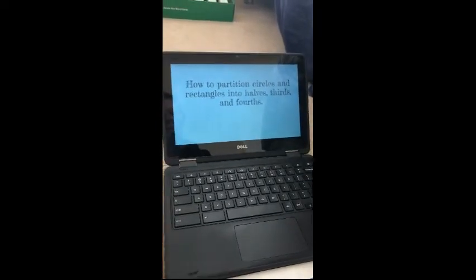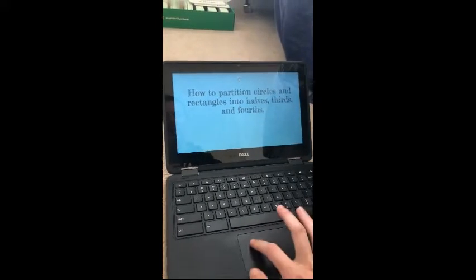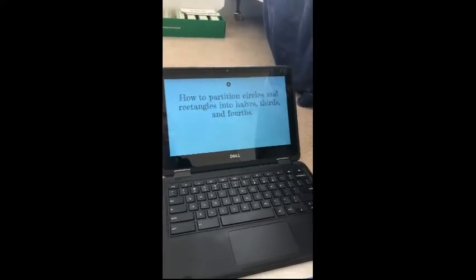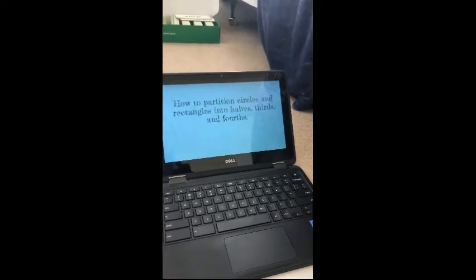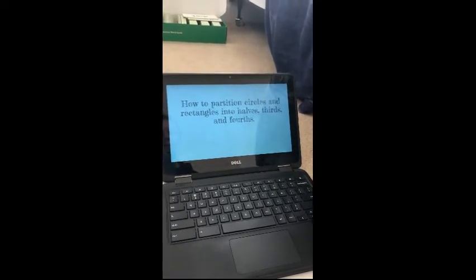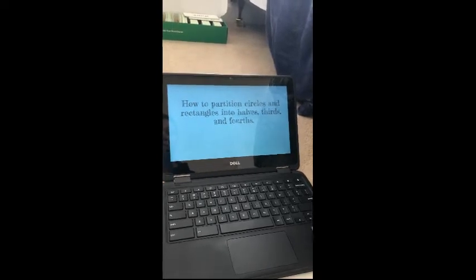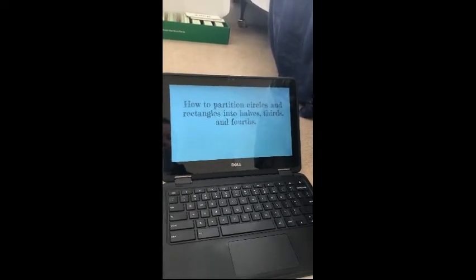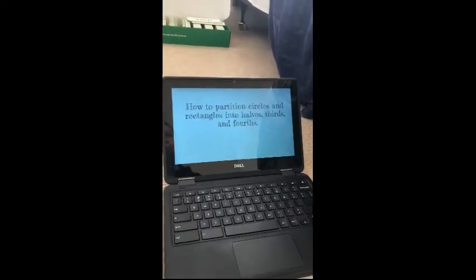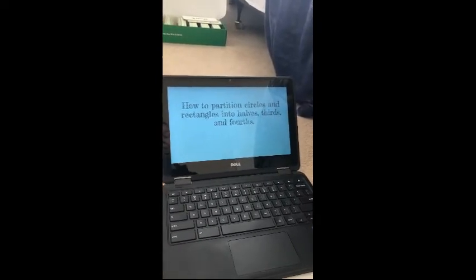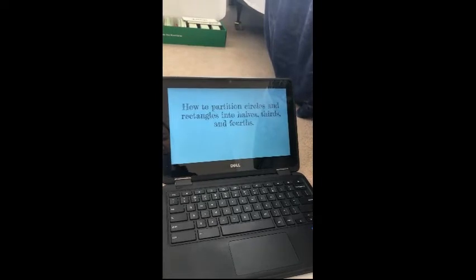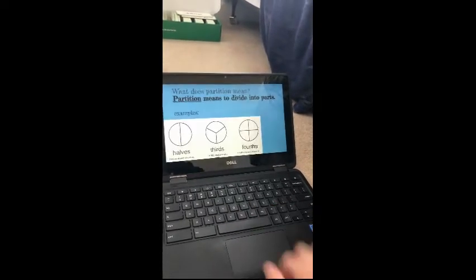We're going to start here with partitioning. Can you guys read this screen with me? How to partition circles and rectangles into halves, thirds, and fourths. So that's what we're going to be talking about today. I'm going to introduce it to you and give you a couple of examples, and then for the rest of the week we'll have a couple of assignments for you to practice partitioning.